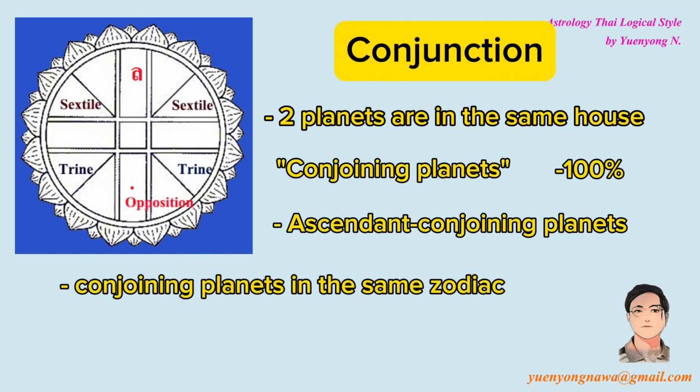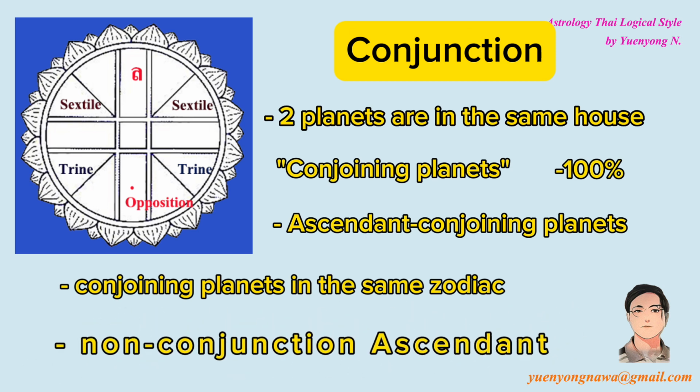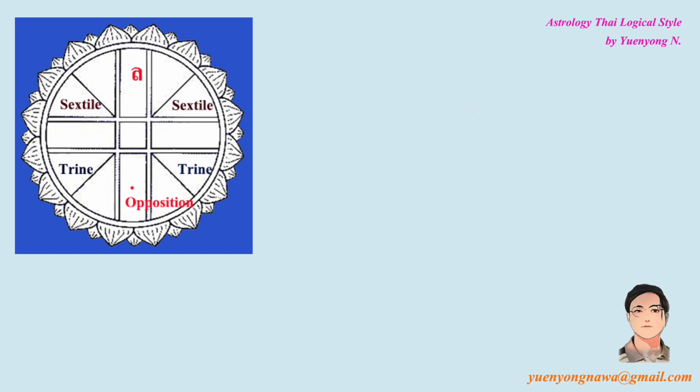According to the illustration above, for example, when the ascendant is in Aries and there is no other planet in the house, it can be considered as non-conjunction ascendant. On the other hand, if there is a planet in Aries, the planet is a conjoining planet. In case the ascendant is in another house and there are 2 or more planets in Aries, the planets are in conjunction with each other or are sharing the house.